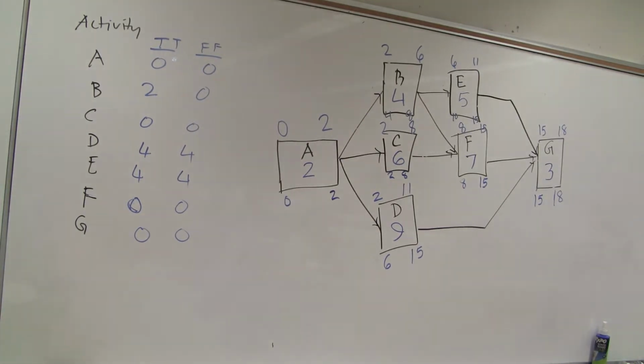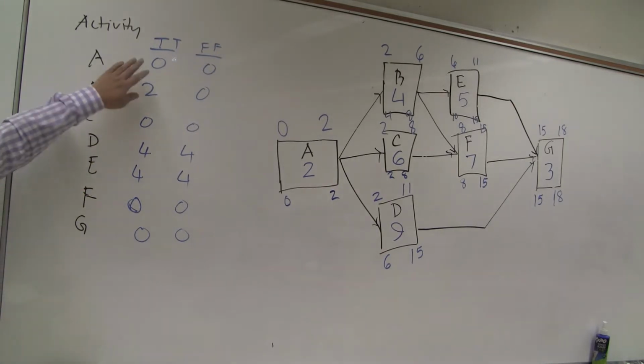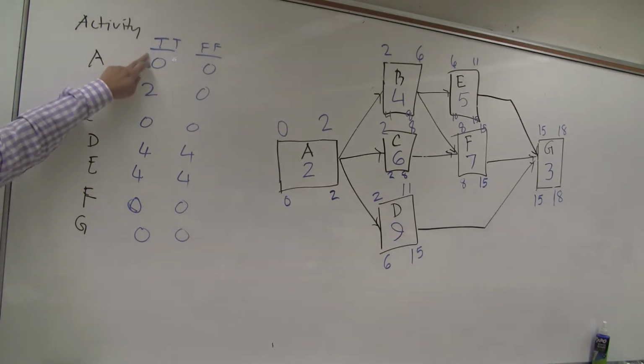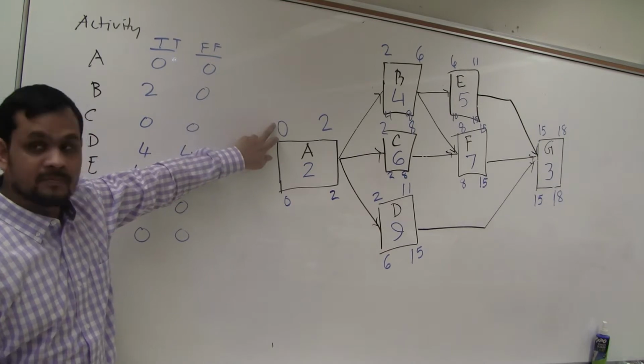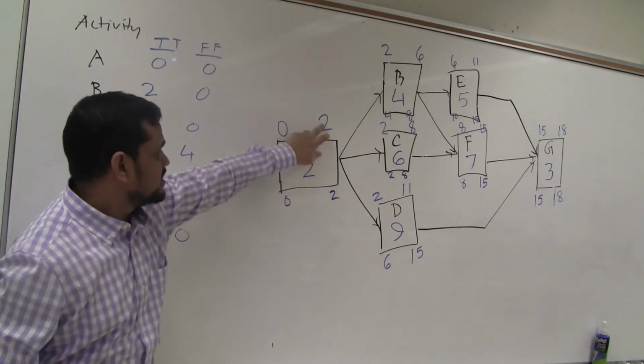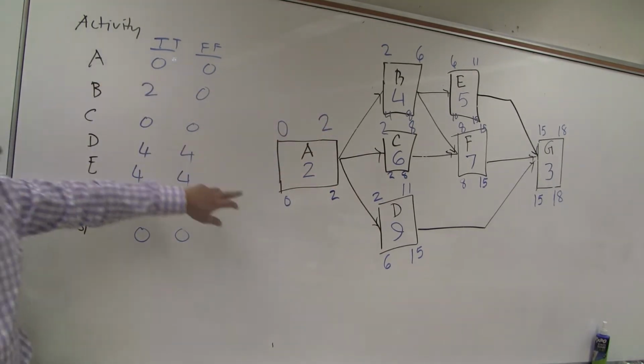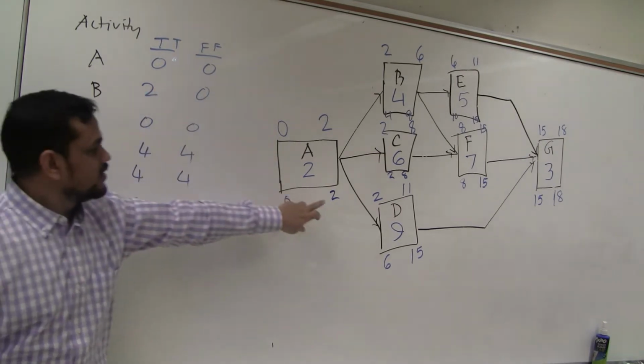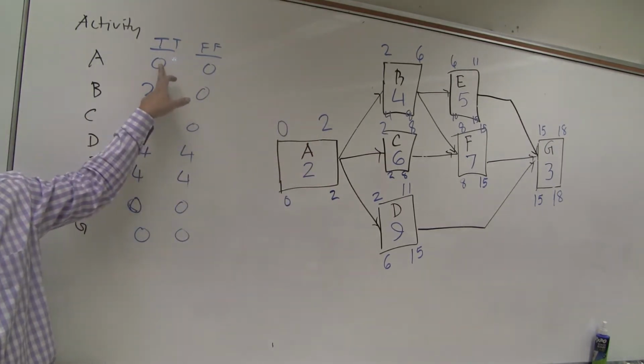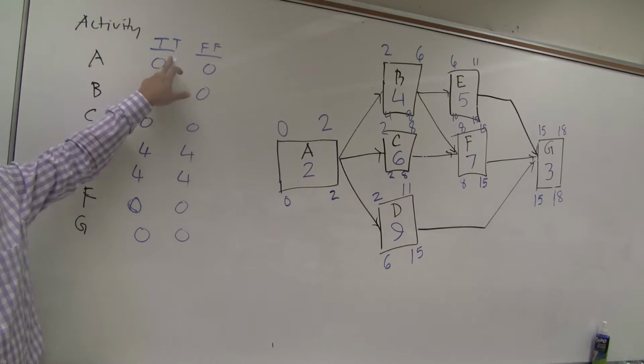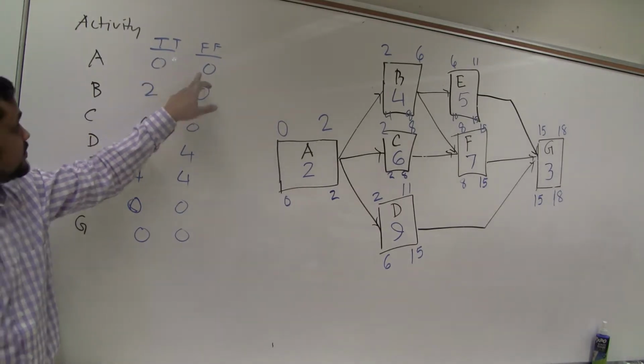Free means I will not disturb my followers. Okay, so one by one. Total means this one minus this one, same thing. A: 0 minus 0 is 0, or 2 minus 2 is 0. Both are correct. Total 0 means free must be 0.